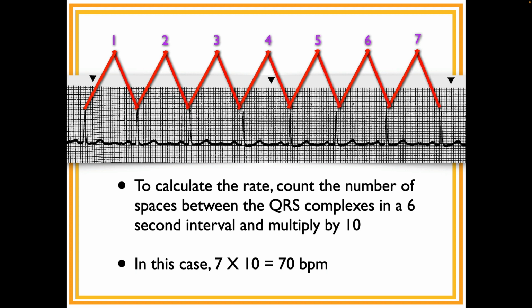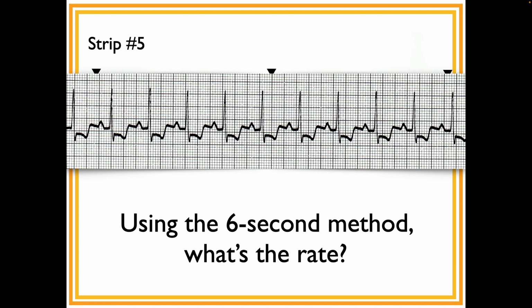Like I said, most of the time this is the method I use, but as you will find, sometimes the boxes method is the only one that works. And you'll see why as we go along. Okay, strip number 5. Everybody just take a few moments and, using the 6-second method, calculate the rate.